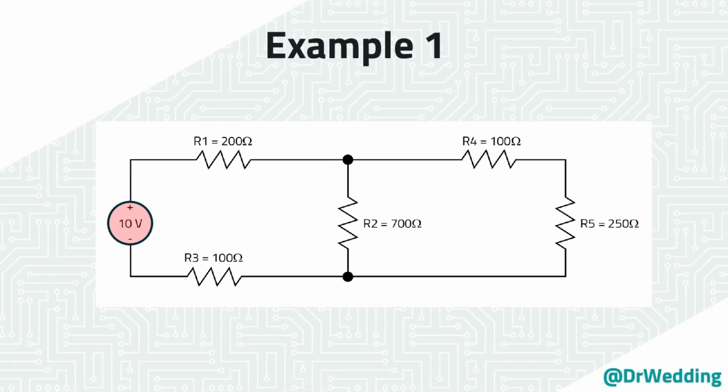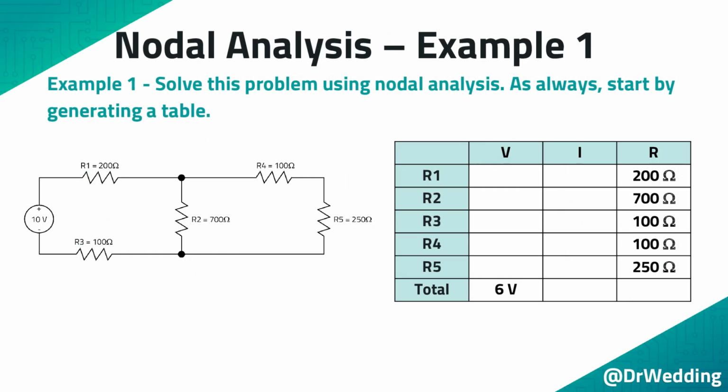Now that you have seen the procedure once, you can try a slightly more complex problem. This circuit is a bit different. It will have 2 KCL equations and 2 node voltages. But don't worry, it follows the exact same steps as before. Example 1. Solve this problem using nodal analysis.